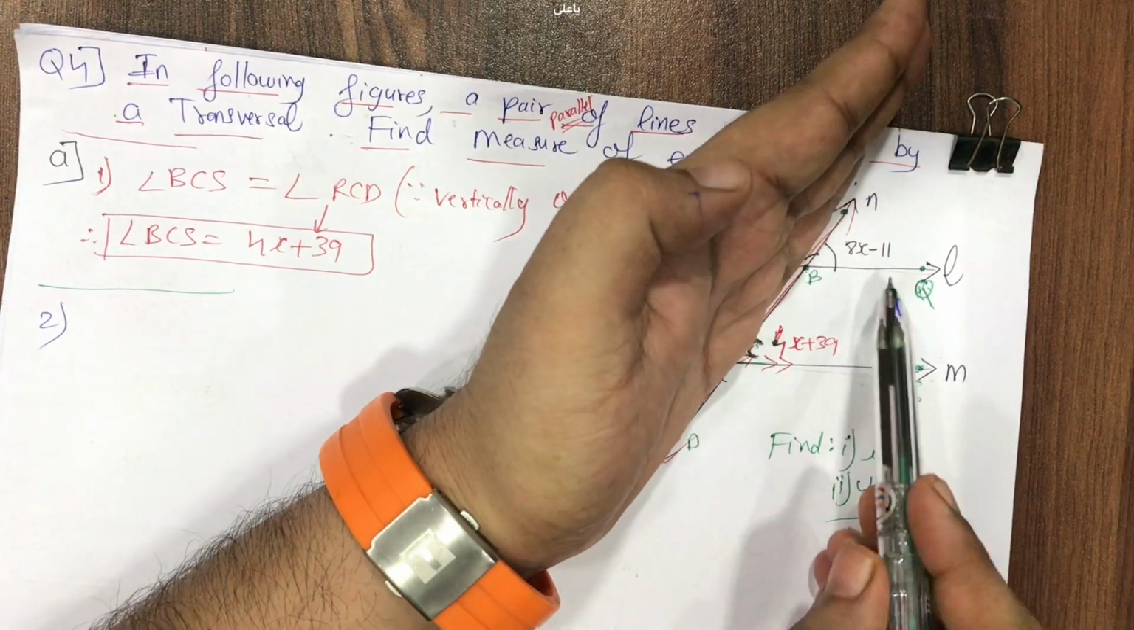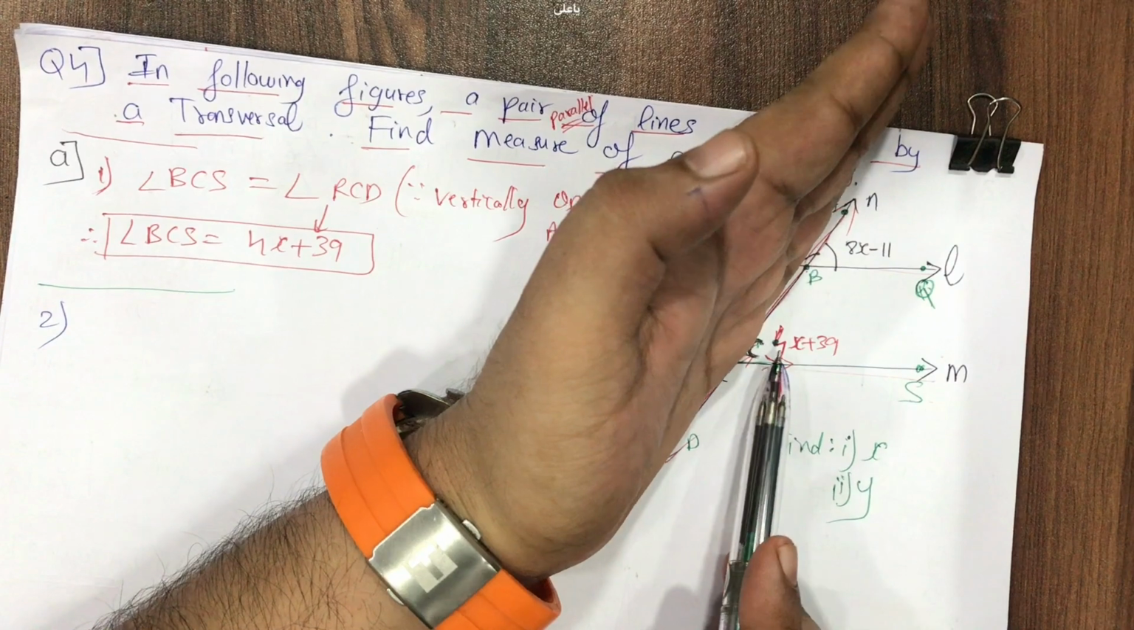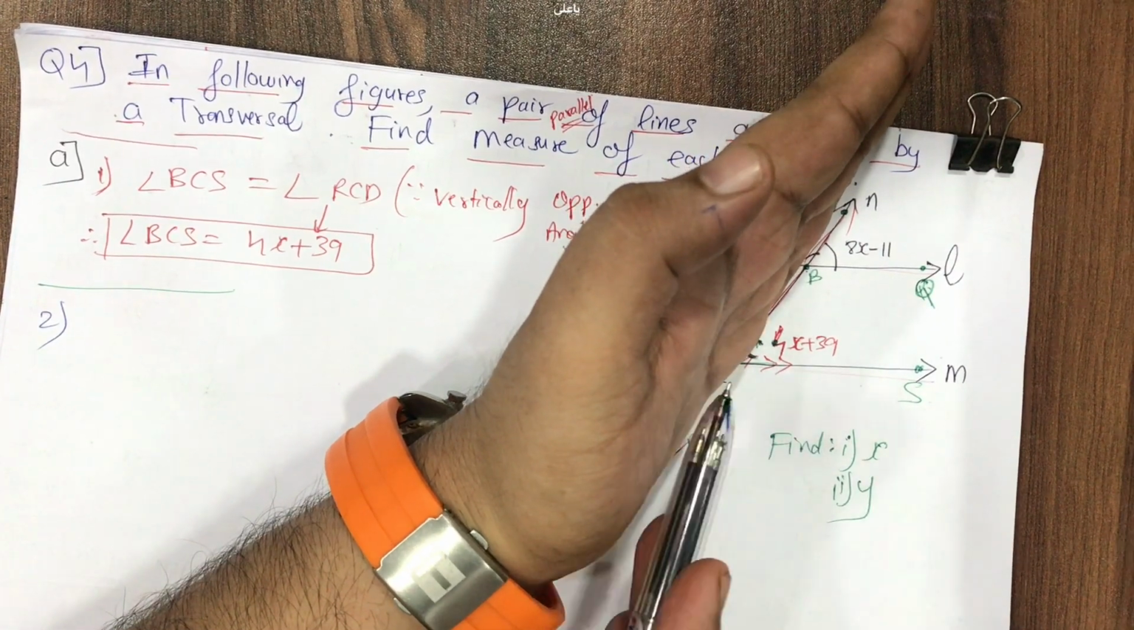Can I say this 8x minus 11 angle is on the right hand side of the transversal? This 4x plus 39 angle is on the right hand side of the transversal.